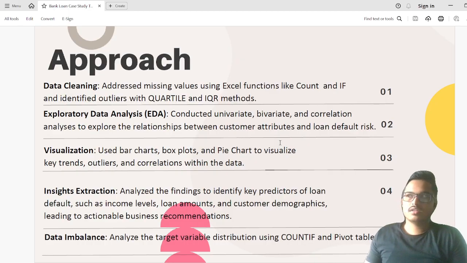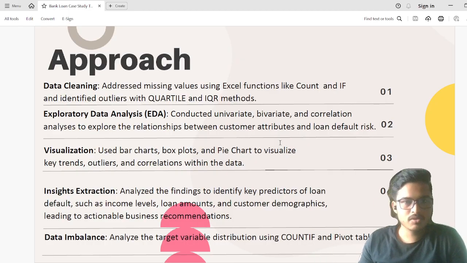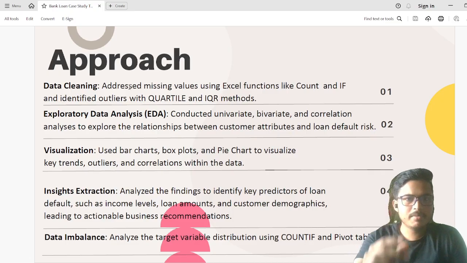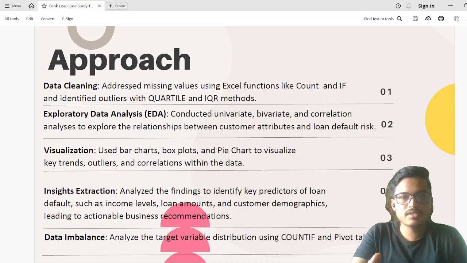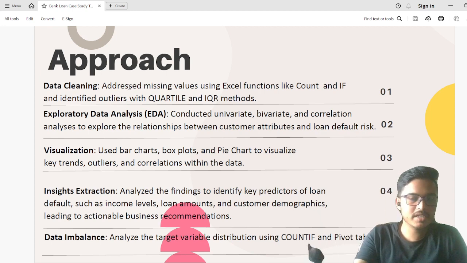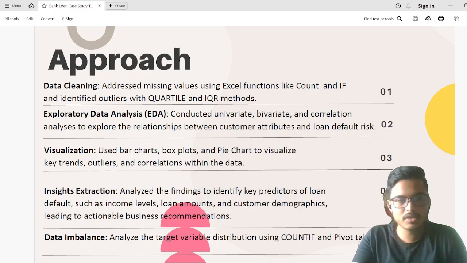I wanted to give you the approach I took for this project. First is data cleaning. We addressed the missing values using Excel functions like COUNTIF, and identified the outliers using the quartile and interquartile range methods, like the upper quartile and lower quartile methods, and highlighted those.